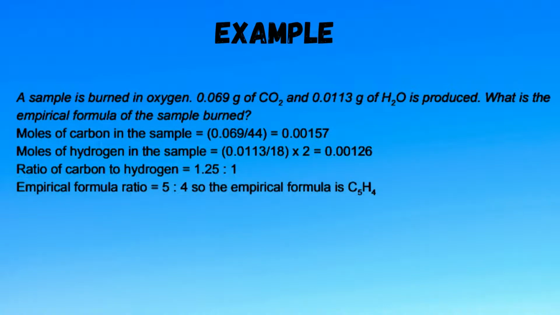and then divide by the least number, so it becomes 1.25:1. For the empirical formula ratio, you make it a whole number by multiplying these two numbers by 4. So when you multiply, you get 5:4. So your formula is C5H4. Empirical formula.